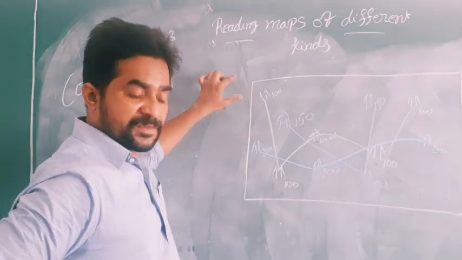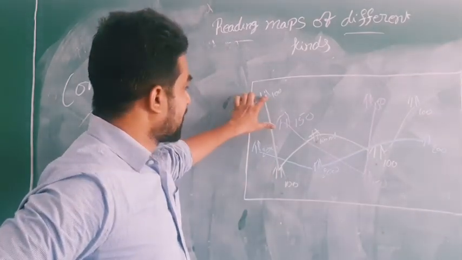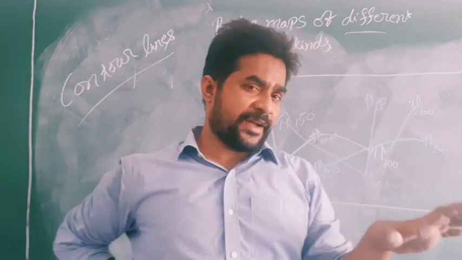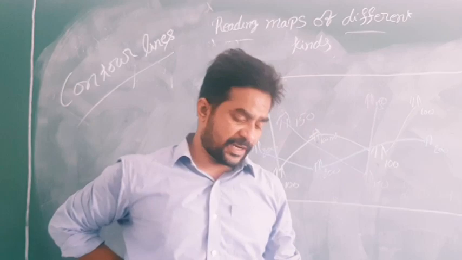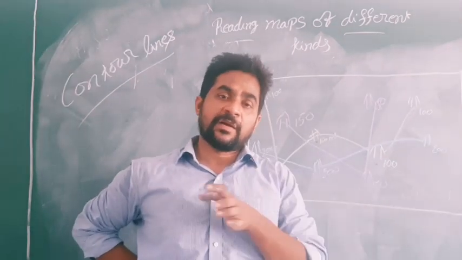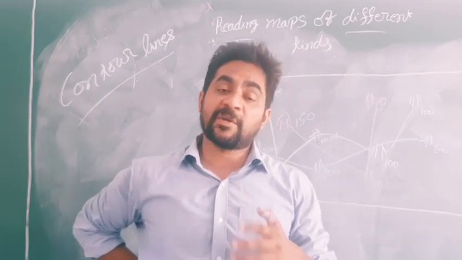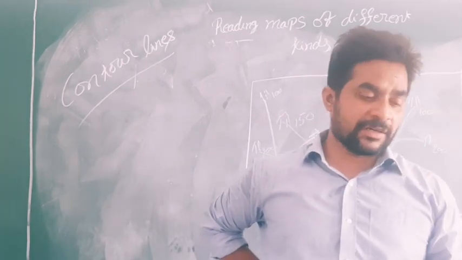Contour lines may sometimes be irregular. Maybe you find a 100 here, and another 100 can be found here. It is not regular from one area to another. In some areas the height is very low, and in some areas the height is very high. Because of that, the contour lines cannot be equal or regular. They will be irregular also. Clear or not?